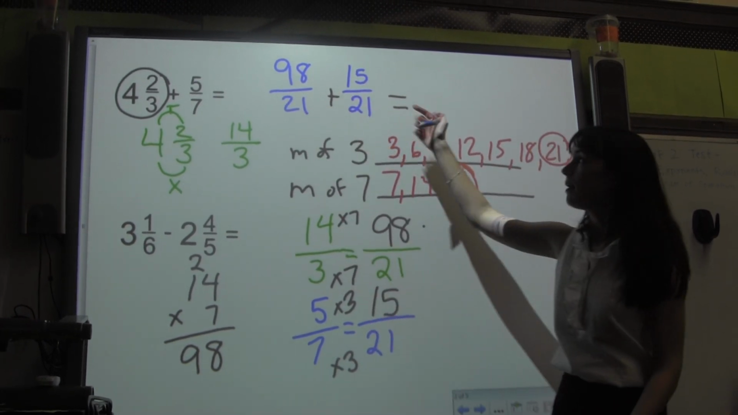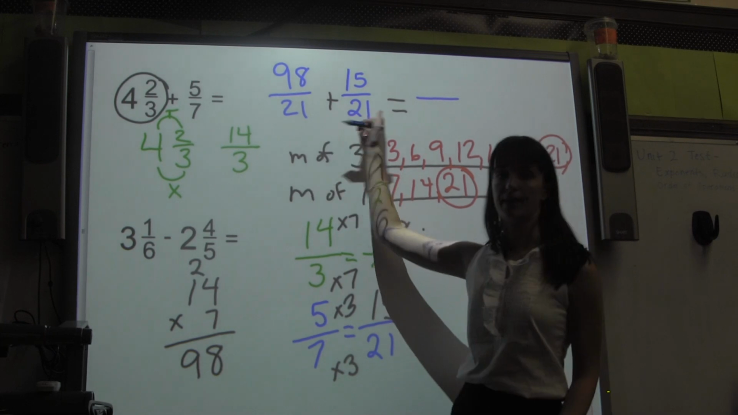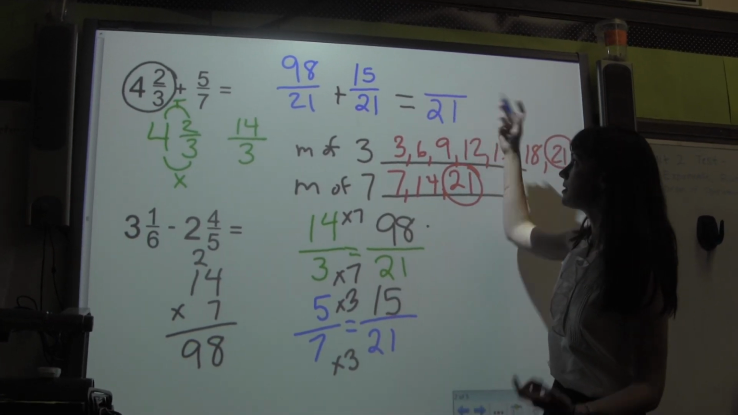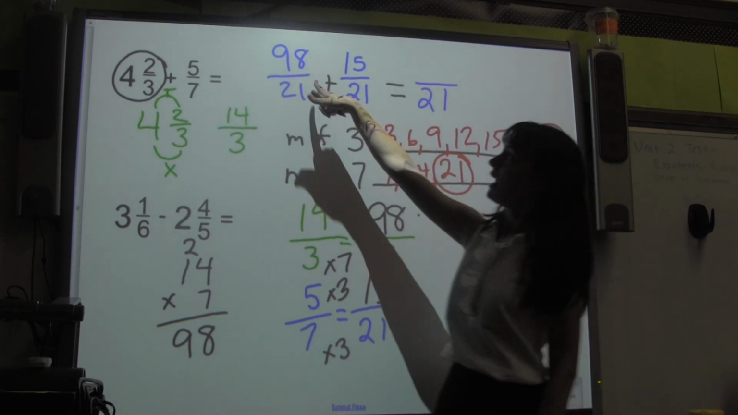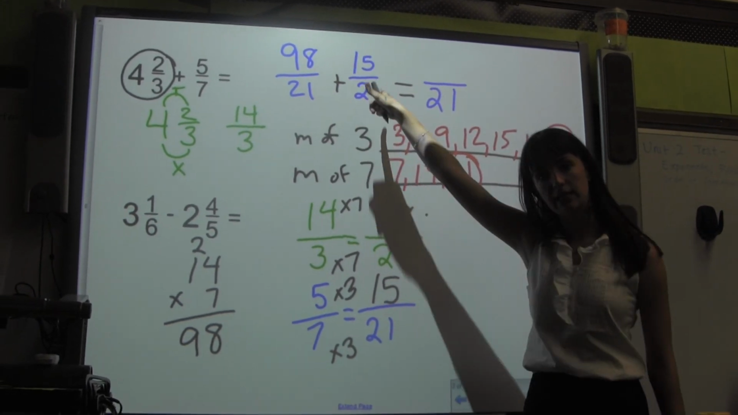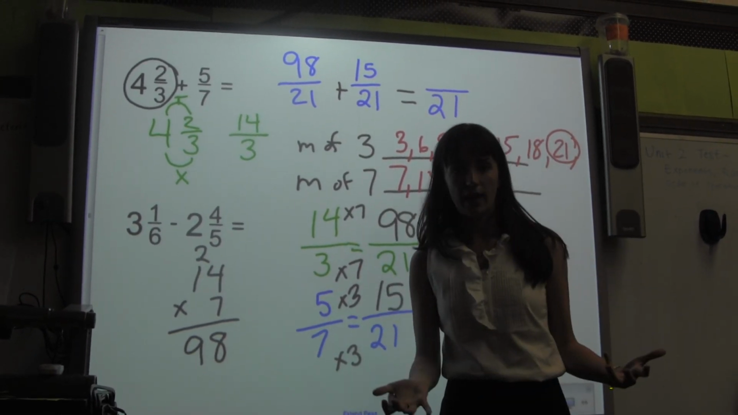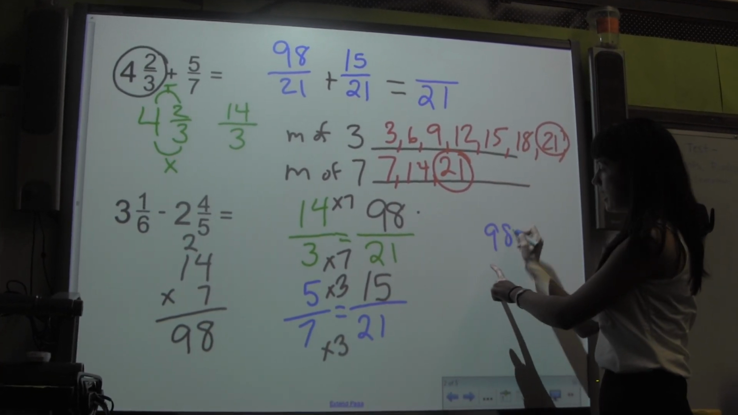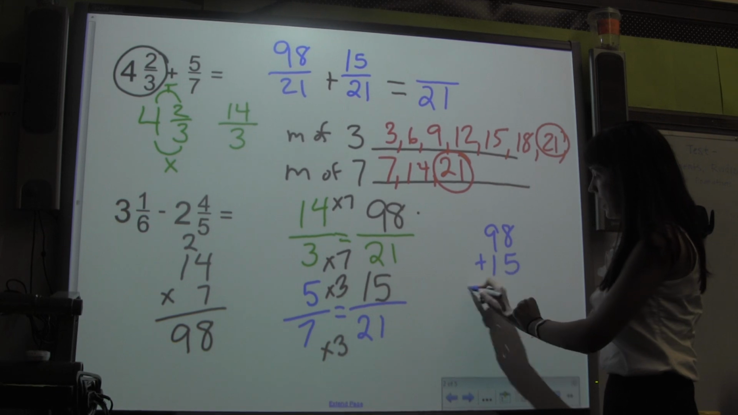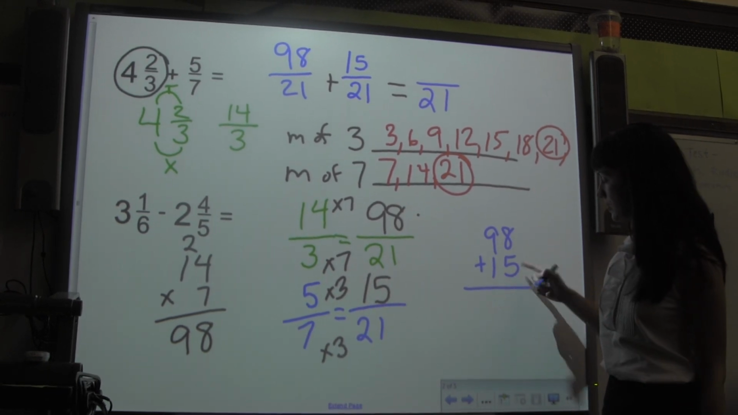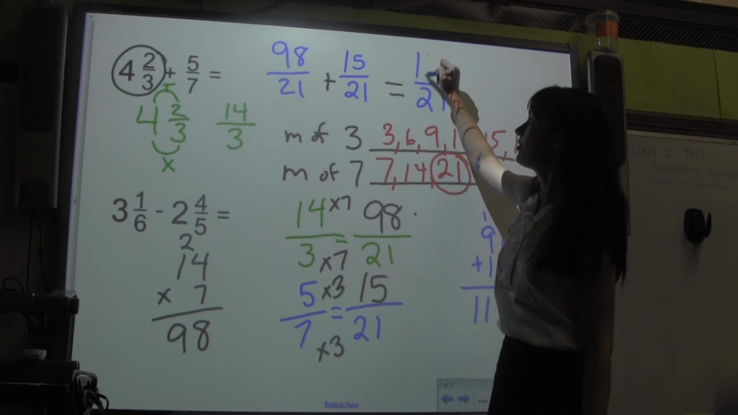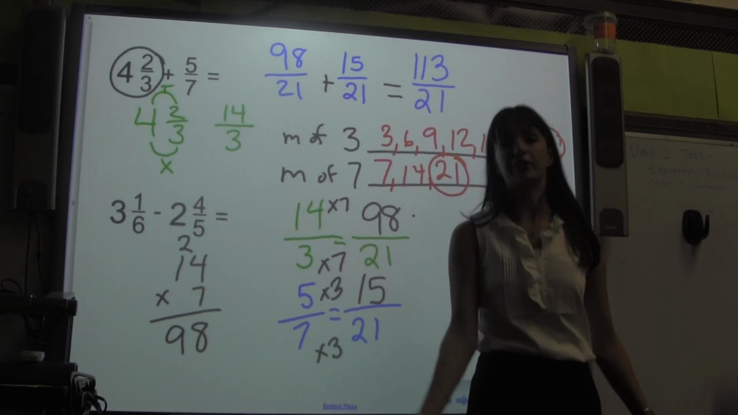And now I've got a problem that has the same denominator in both. When I go to find my sum, I keep that denominator. It tells me the size of the pieces. And I need to add 98 and 15. Probably can't do that in my head. Again, it's totally fine if I want to come over here and do 98 plus 15 as my scratch work. I know 8 plus 5 is 13, and that gives me 113. So I have 113/21.